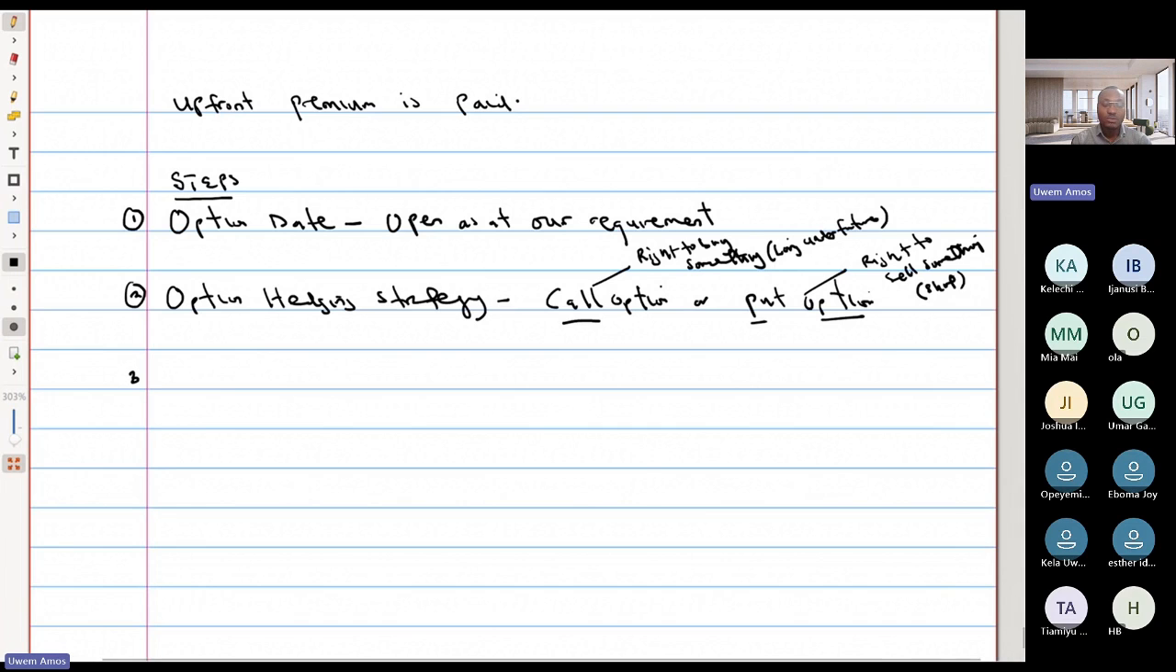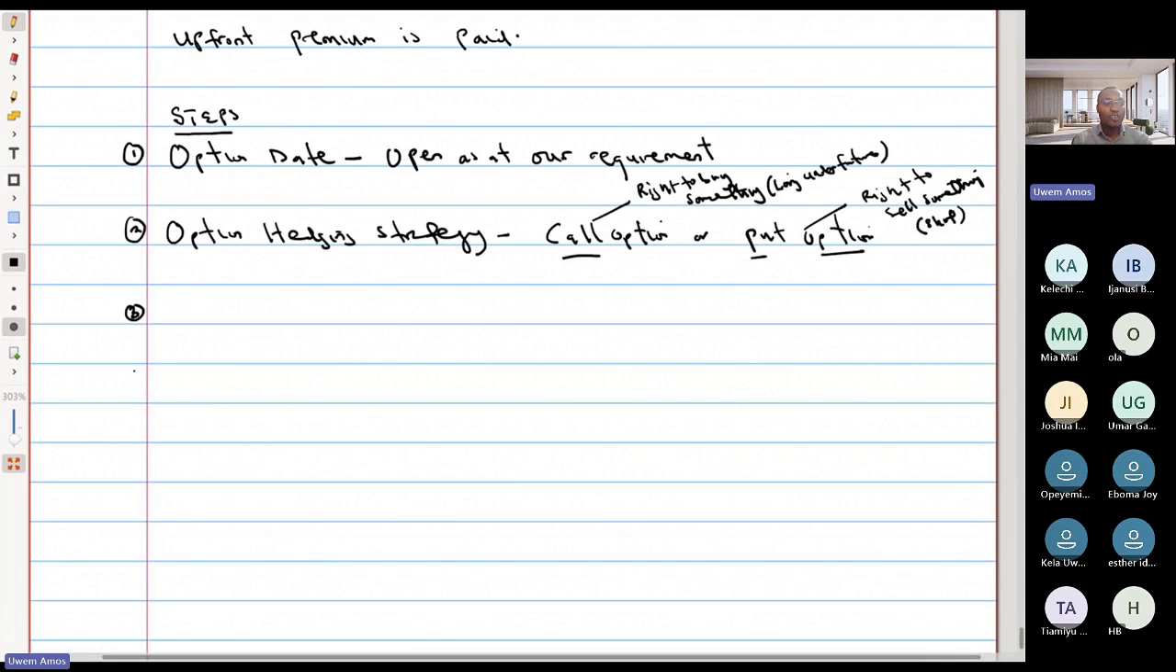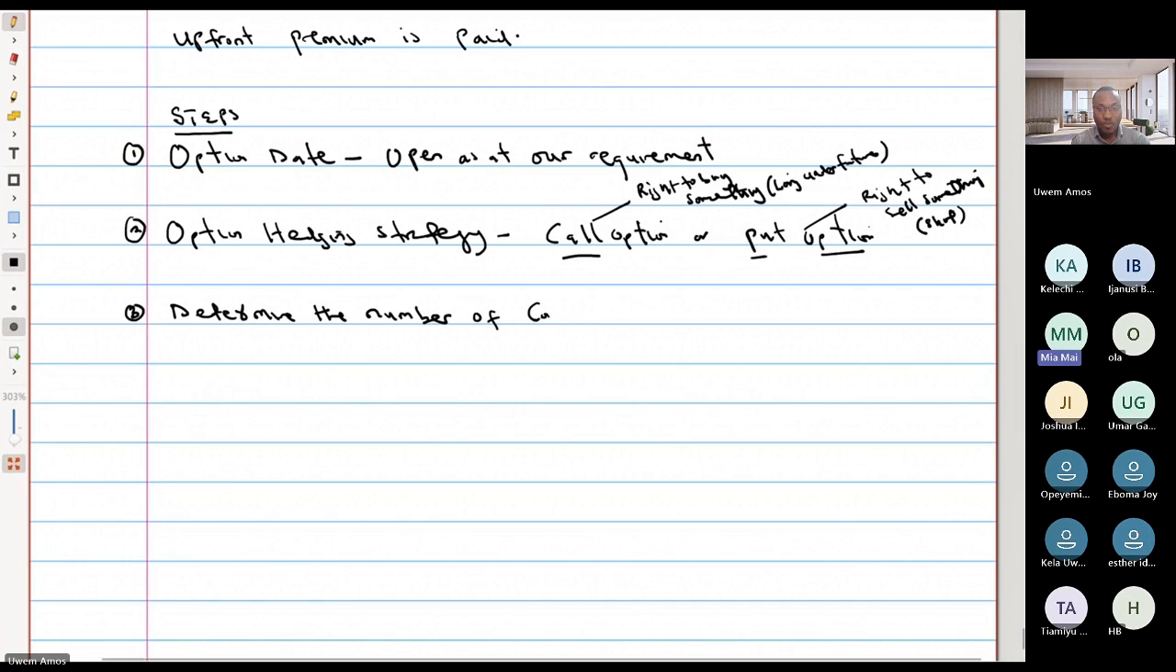The third thing we'll then do would be to determine the number of contracts. The formula is basically the same. Once you follow this step, guys, you would never get it wrong. Determine the number of contracts. And the formula, the same thing as we have on futures, will be the amount required divided by, since we're looking at options, the option contract size.